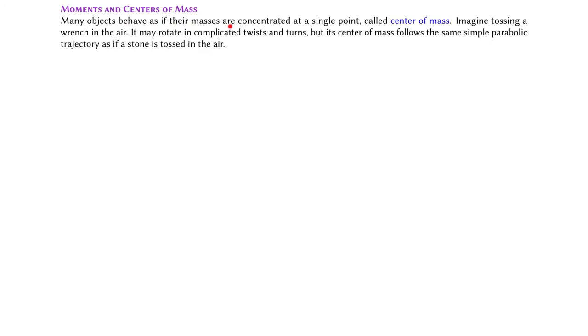Moments and center of mass. Many objects behave as if their masses are concentrated at a single point called the center of mass. Suppose we toss an object, it might twist and turn, but its center of mass traces out a parabolic trajectory.